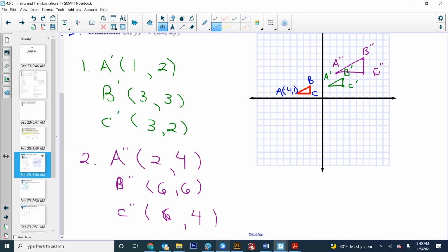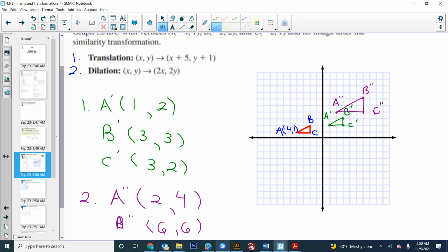Are you calling the green one the translation? Yeah. I did go from there. I took these values and I multiplied by 2. So I got 2 times 1 is 2, 2 times 2 is 4. I didn't go from the original. You follow me? What would have happened if I would have accidentally gone from the original? It would have been over here, right? Make sense?